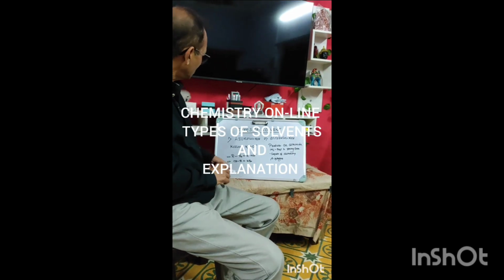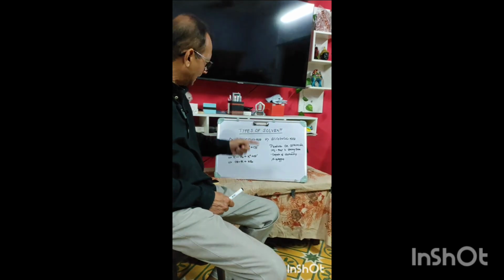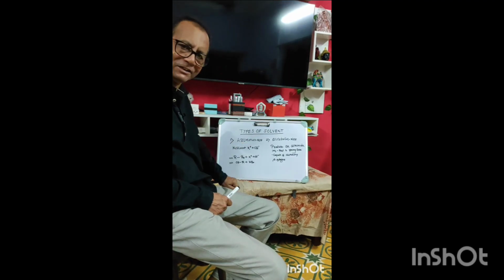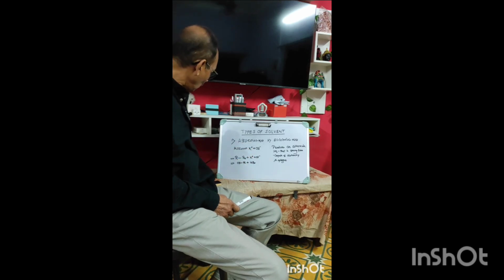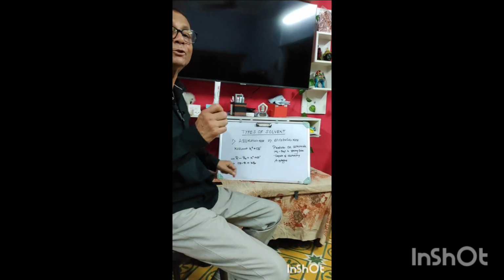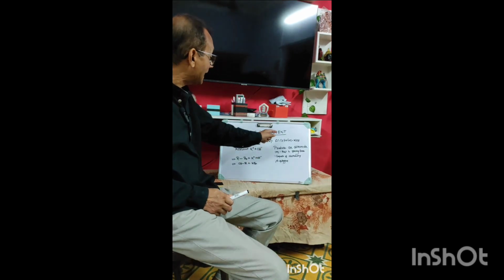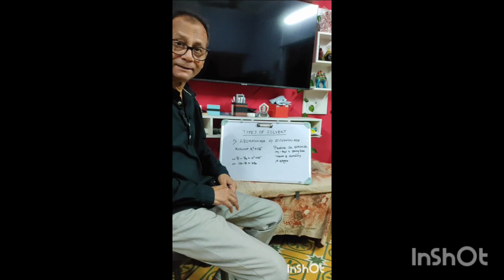Now, types of solvent. Two main types of solvent are used: aqueous KOH and alcoholic KOH. Aqueous KOH will help in substitution reaction, and alcoholic KOH will help in elimination reaction.